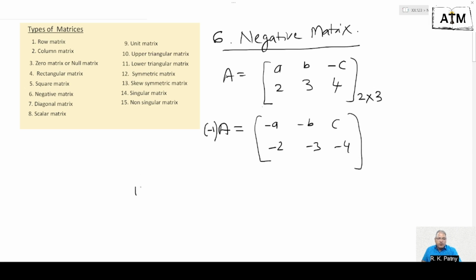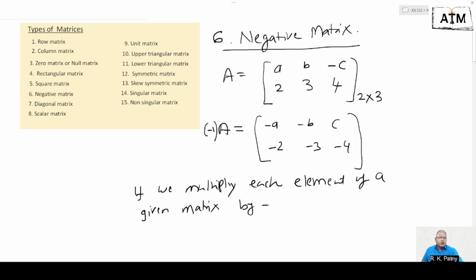So if we multiply each element of a given matrix by -1, then the resulting matrix is the negative of A, the negative of matrix A, that is the negative of the original.